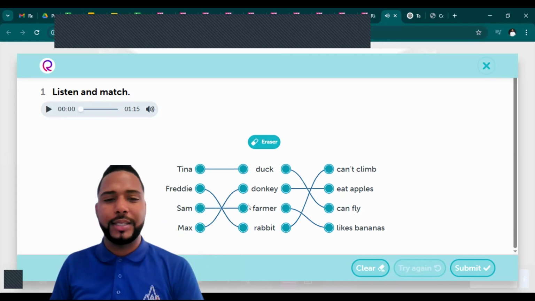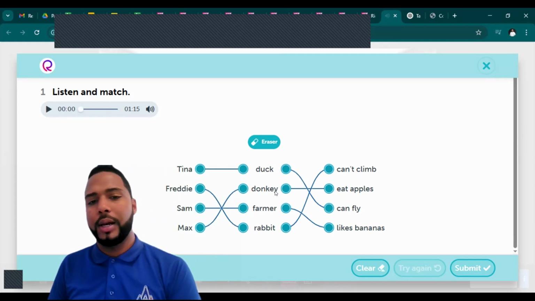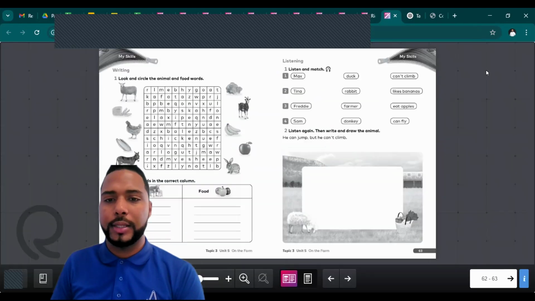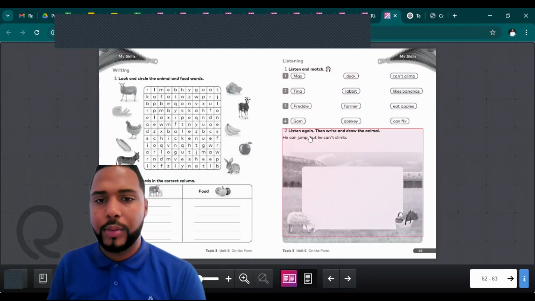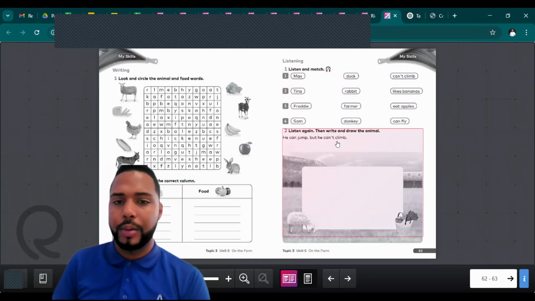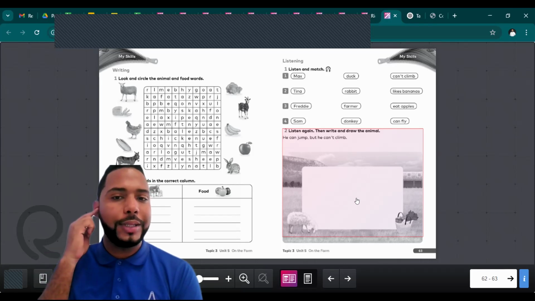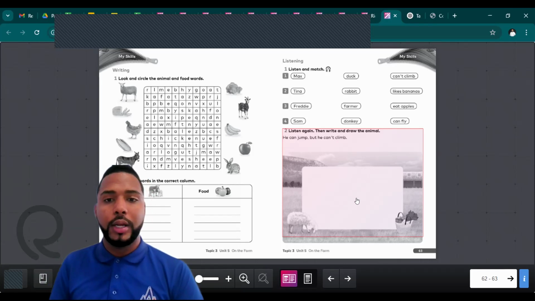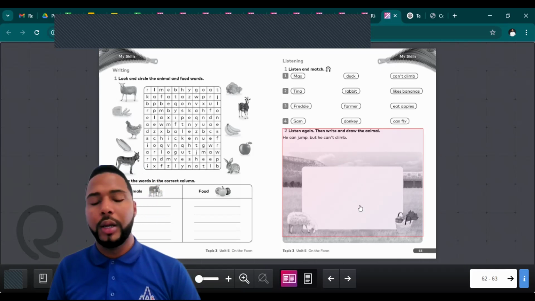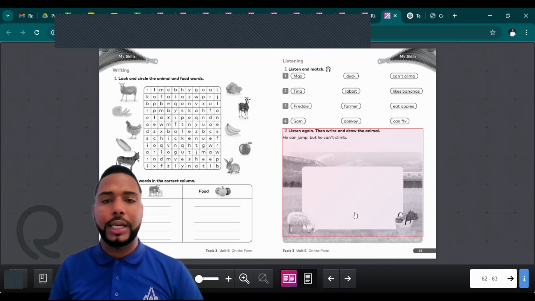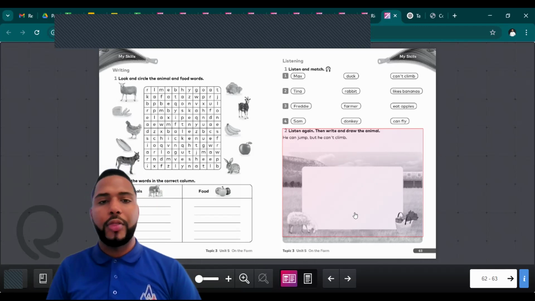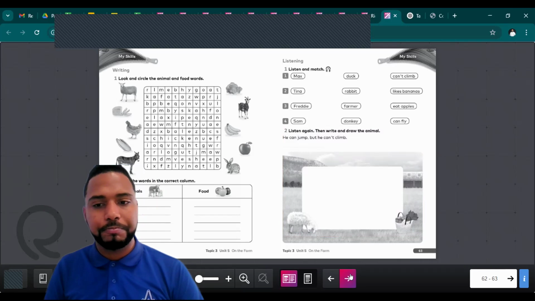Okay, so this is the way we have to do the exercise and the listening. And then we have to listen again and write and draw the animal, okay? The animals that you listened to before, you need to draw them here, okay? Draw them here, and then you're going to figure out and handle the vocabulary they're working on in this exercise.